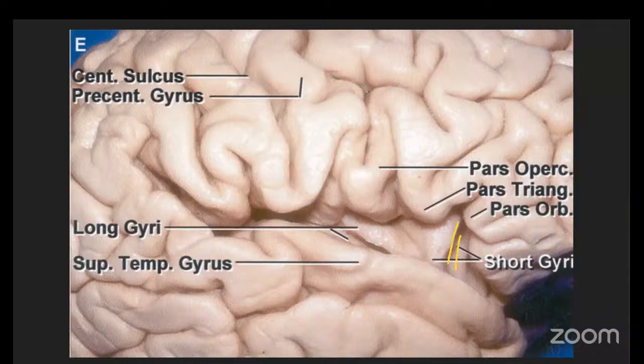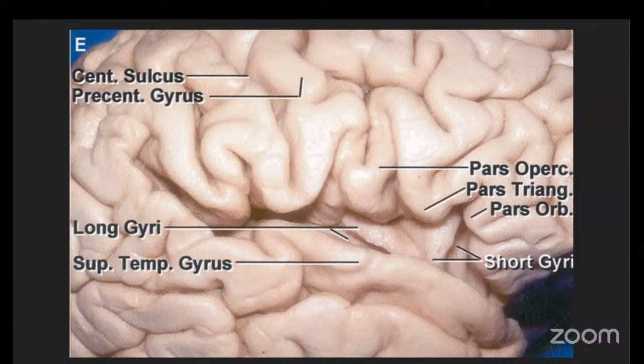These are the short gyri. These are the long gyri. Now you will have to imagine that we are going to retract this, that we are dissecting this, and retracting these lobes far apart to open the structure underneath. Let's move to the next image.